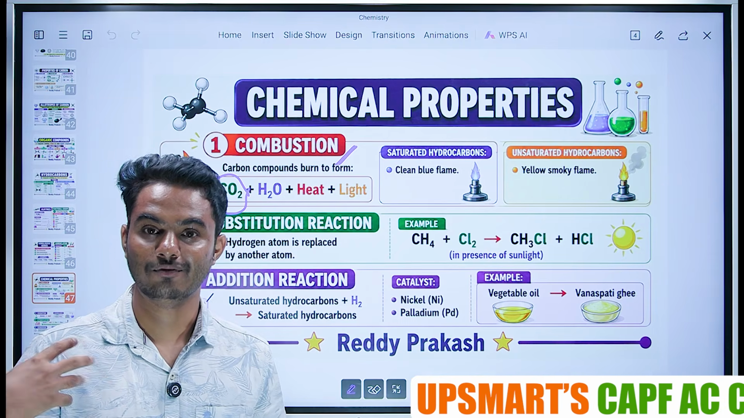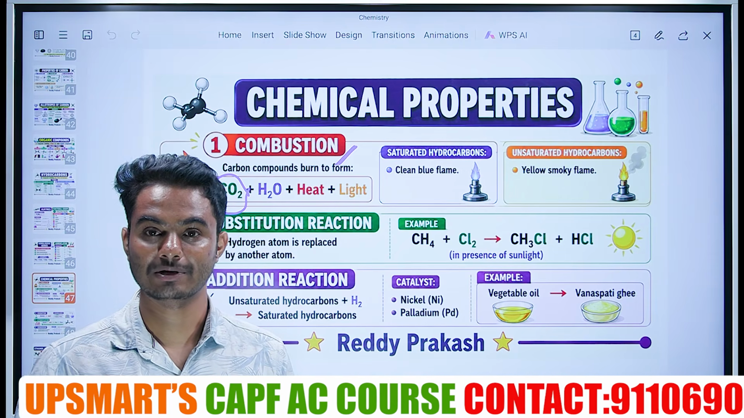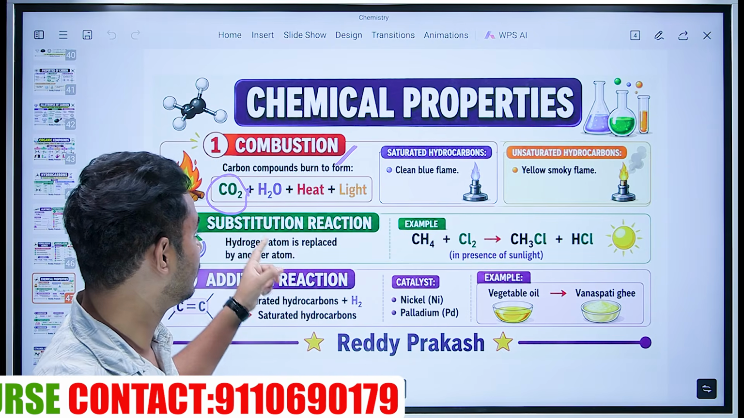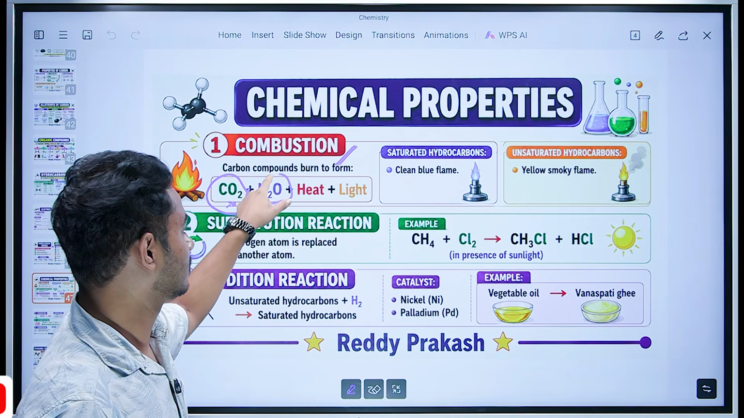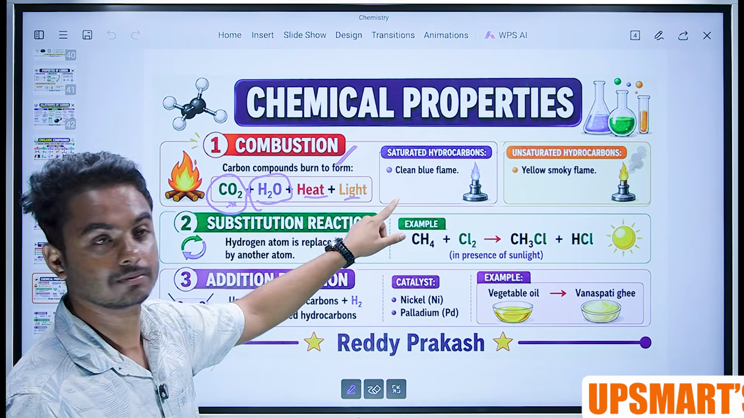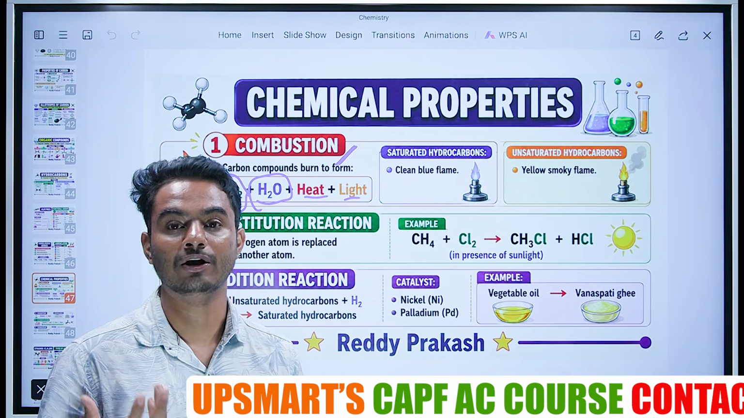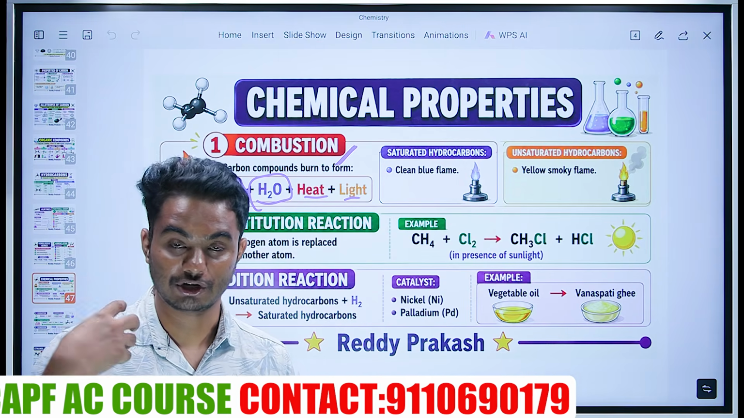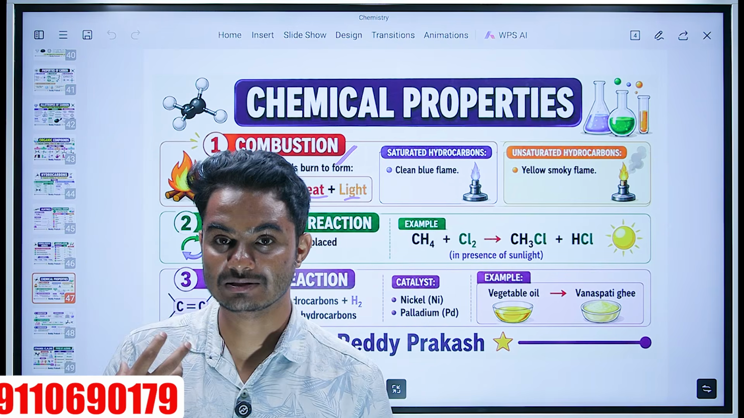Why? While burning hydrocarbons, oxygen will combine with the hydrocarbons to form carbon dioxide. Along with it, water, heat and light will be released. And one more thing, when you burn a hydrocarbon, for example a gas burner at your home, with a gas cylinder and a gas burner on top of that.